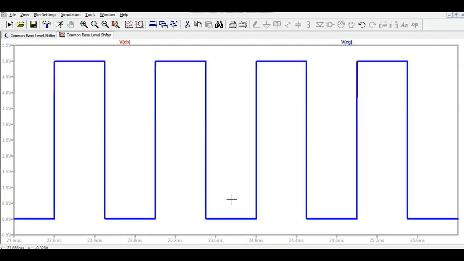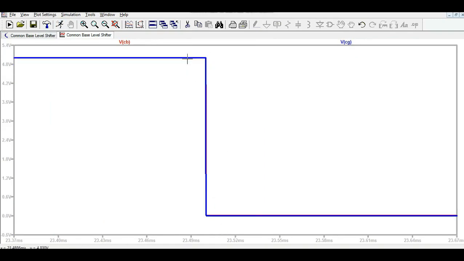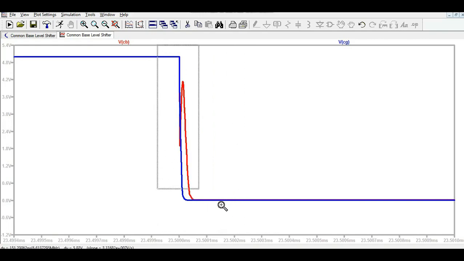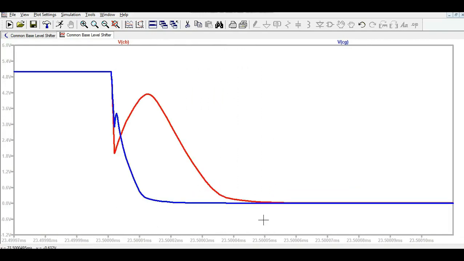Let me show you what is happening during the fall time. Just zoom. Now you can see how the signal looks. In the common base, during the falling edge of the signal, you can see your signal comes down to 1.9 volt, then again rises up to 4.1 volt. That means if you're using a logic level signal, it can consider this signal to be high level again.